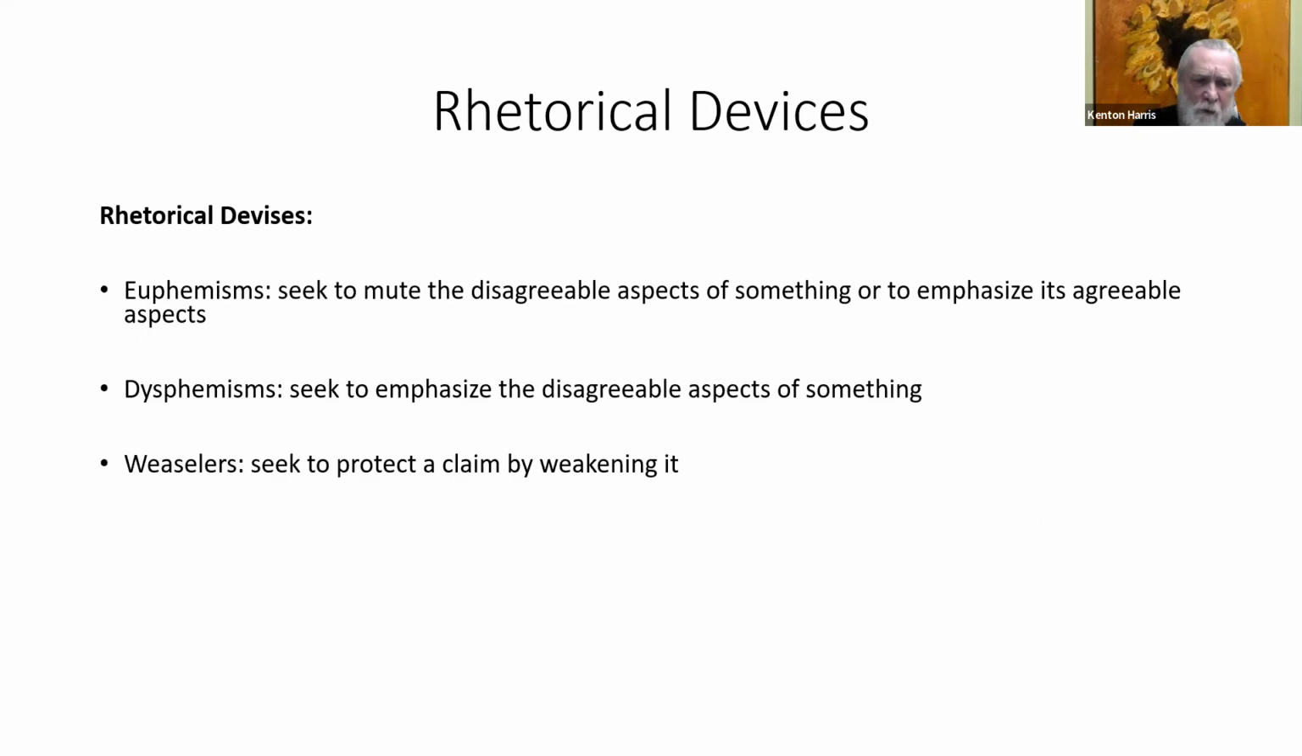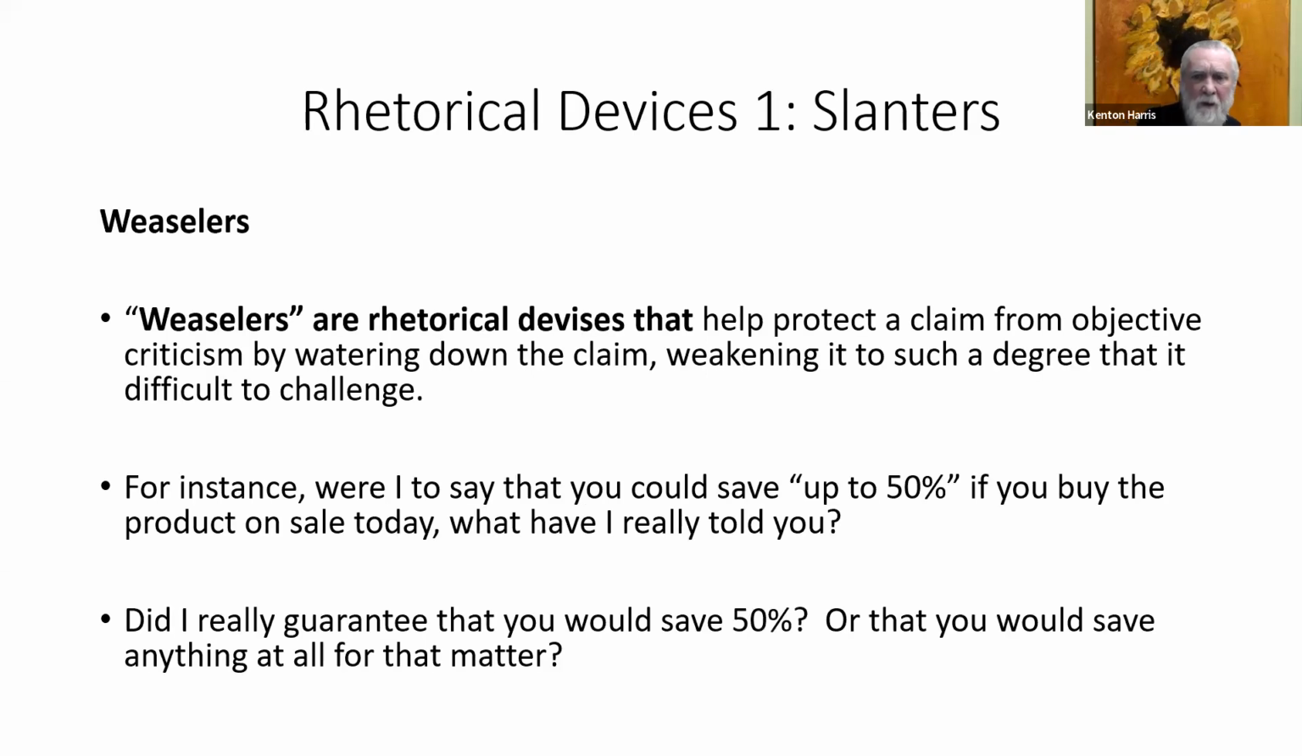A third kind of rhetorical device would be weaslers, right? And weaslers seek to protect a claim by weakening it. In other words, by weakening the claim, you make it less susceptible to challenge. So again, weaslers are rhetorical devices that help protect a claim from objective criticism by watering it down, weakening it to such a degree that it is difficult to challenge.